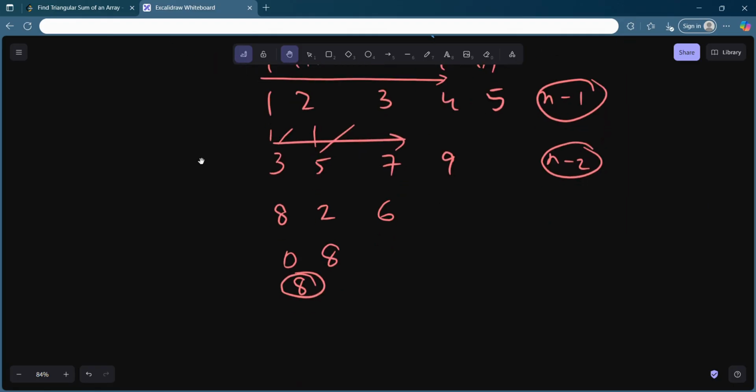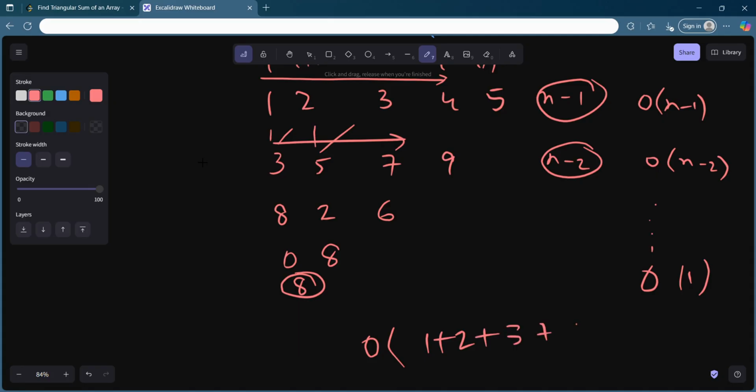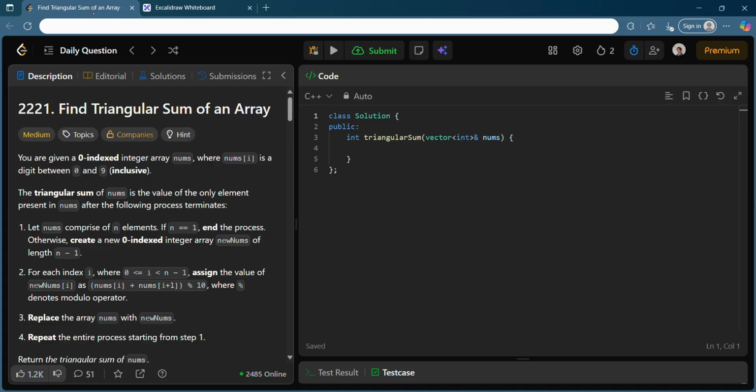And you can perform the whole simulation. This will take a total of O of n minus 1, this will take a total of O of n minus 2, and so on, until O of 1. So if you add all the time complexity, it is the summation of 1 plus 2 plus 3 and so on till n minus 1, and you know this is of the order of n square. Because the sum of the first n minus 1 natural numbers is n into n minus 1 by 2, it will be O of n square.